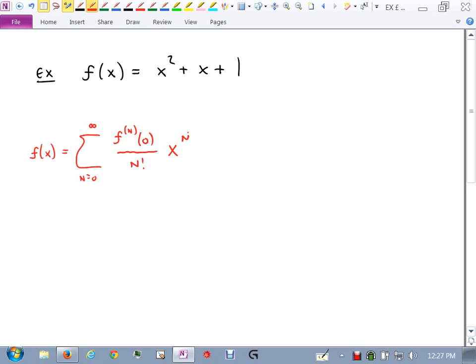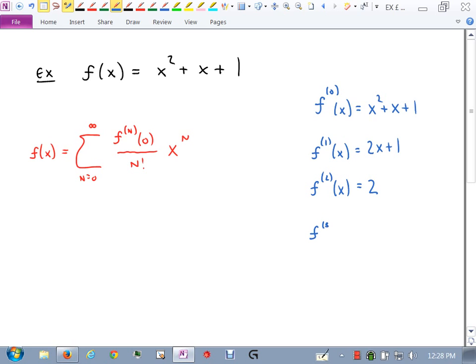So what I need first is some derivatives, right? What is the 0th derivative of the function? It's just x squared plus x plus 1, right? What is the first derivative of the function? 2x plus 1. What is the second derivative of the function? 2. What is the third derivative of the function? 0. And from there on out, it's 0, isn't it? So I get all my derivatives here.